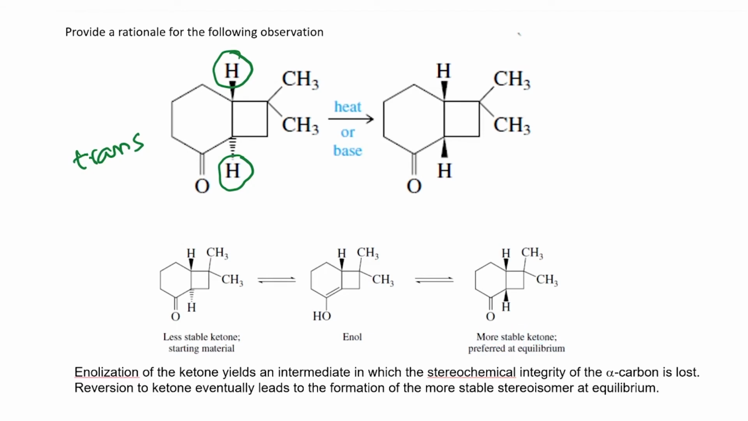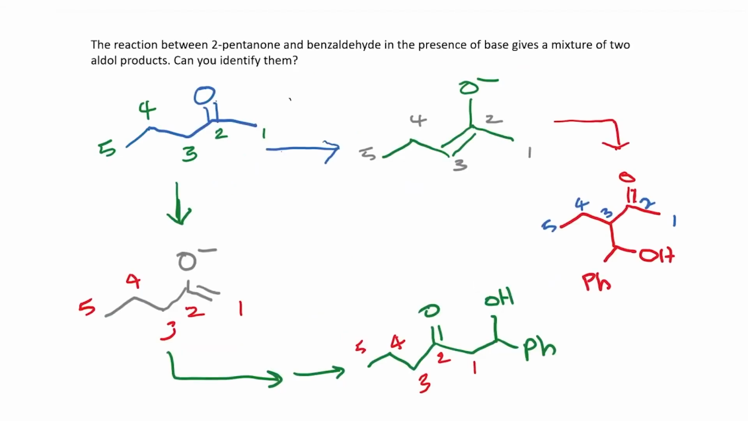Now you can do the same thing after adding a base. The base will pick up this proton and form the enolate, and when the enolate gives you back the ketone, it is going to give you the more stable ketone as shown here. So enolization of the ketone yields an intermediate in which the stereochemical integrity is lost. This is exactly the way we would have suggested it. However, when you have a choice between an extremely stable and an unstable stereoisomer, it eventually leads to the formation of the more stable stereoisomer at equilibrium. Now let's move on to the next question.